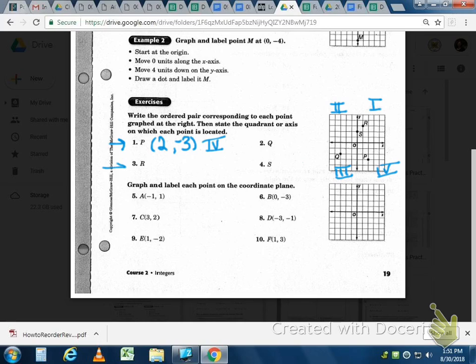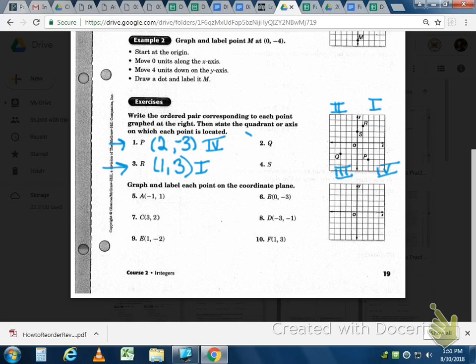Now we're going to do number 3, point R. What ordered pair is point R at, Mason? 1 on the x-axis, and then y is 3. It goes right 1 and then up 3. So 1, 3. And what's the quadrant? 1. Okay, I think we better practice a couple more of these.